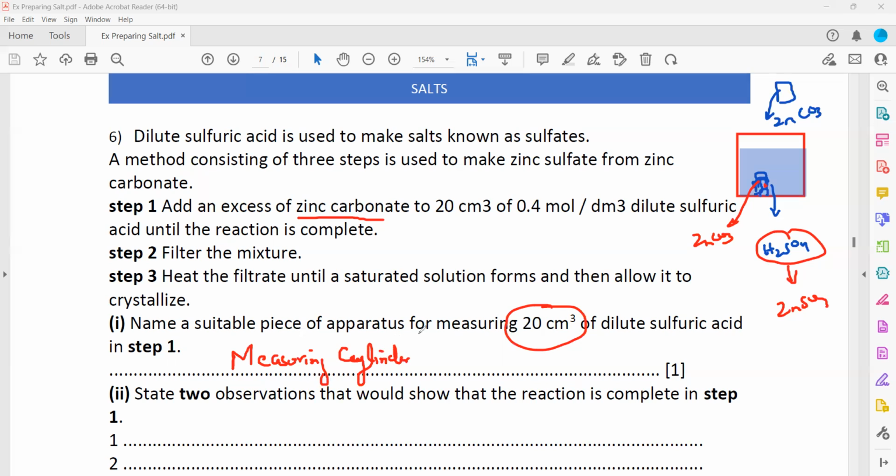What will be the two observations that show this reaction is completed in step 1? There will be no more bubbles or fizzing, and the solid does not dissolve or react.